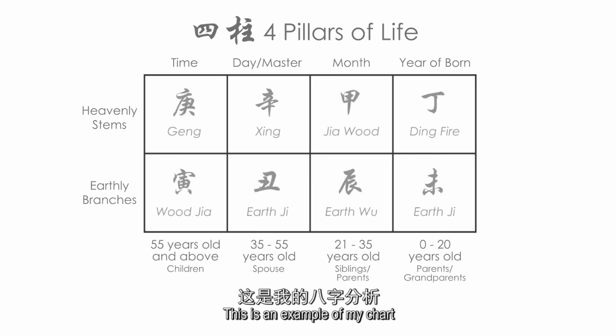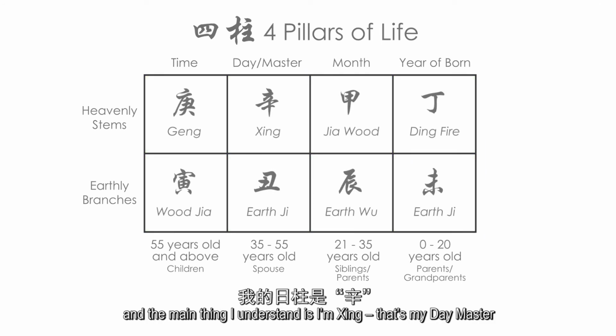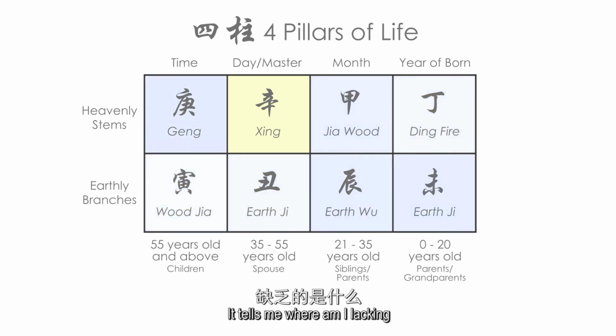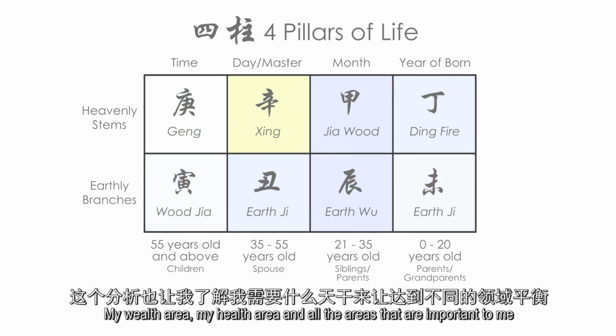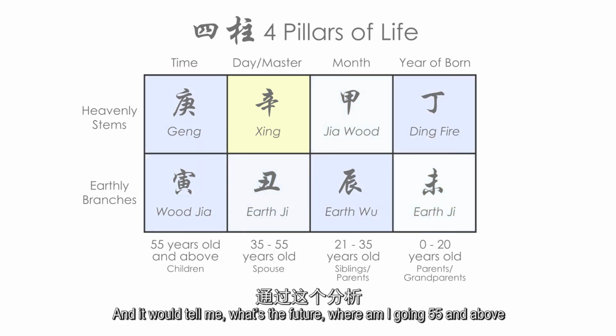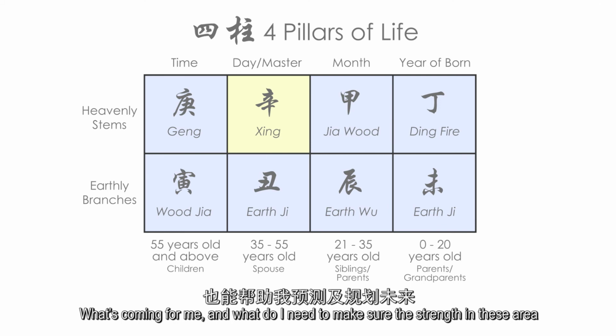This is an example of my chart. And the main thing to understand is I'm seeing, that's my day master. Everything else, what it will tell me is a lot of the past, of who I was up until now. It tells me where am I lacking, what will strengthen me in my wealth area, in my health area, and all the areas that are important to me. What do I need to bring in? And it will tell me what's the future, where am I going, 55 and above, what's coming for me, and what do I need to make sure to strengthen those areas.